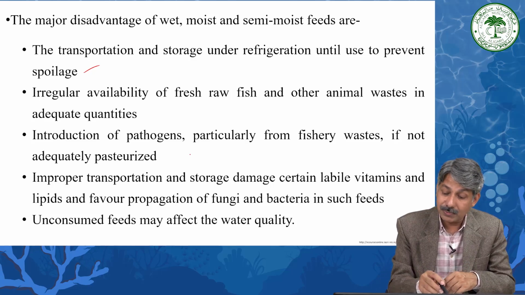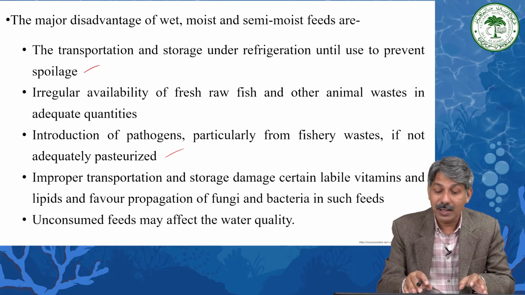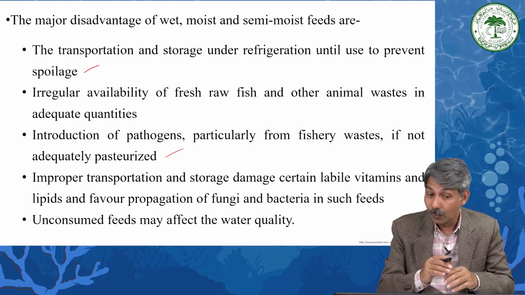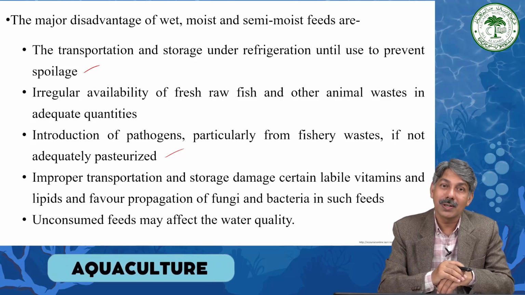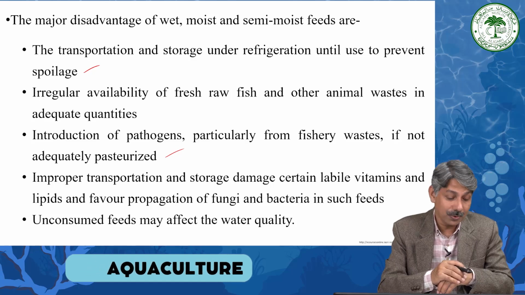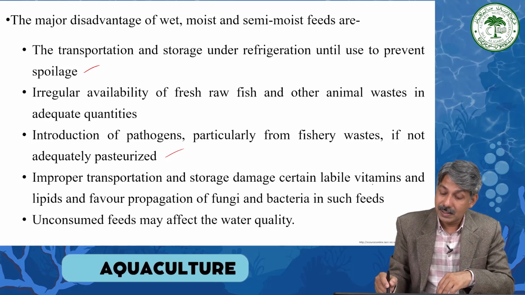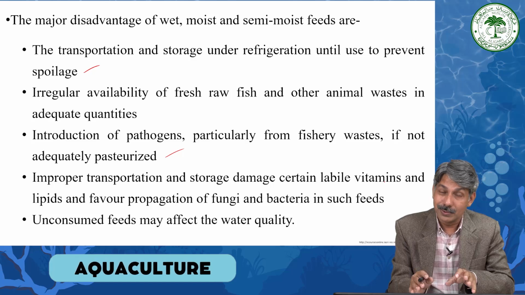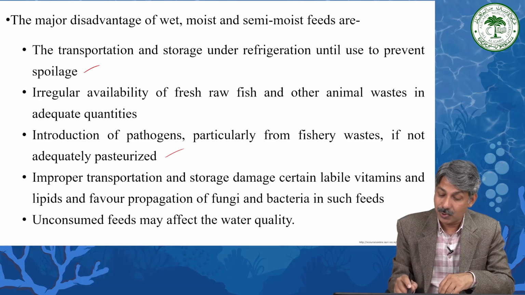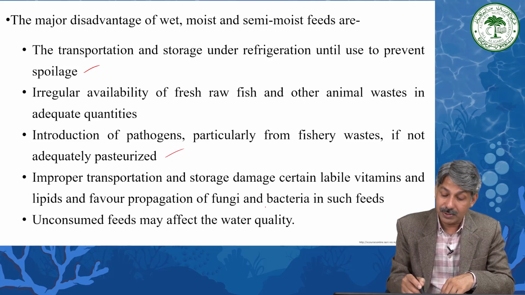Introduction of pathogens, particularly from fishery waste, if not adequately pasteurized, is a big problem. If you are getting such wet animal products, then they may have many types of microbes or other pathogens which may be harmful to the fish. Improper transportation and storage damage certain labile vitamins. If you are not storing or transporting it properly, then certain labile vitamins and lipids may be damaged and it may favor propagation of fungi and bacteria in such feeds.